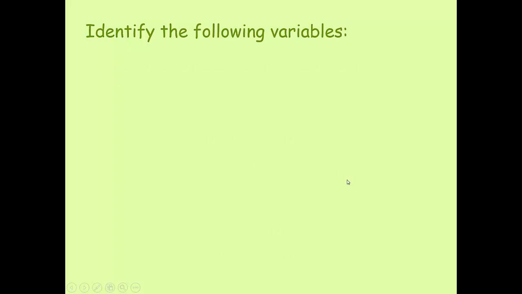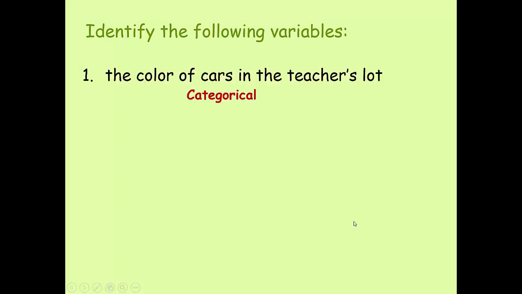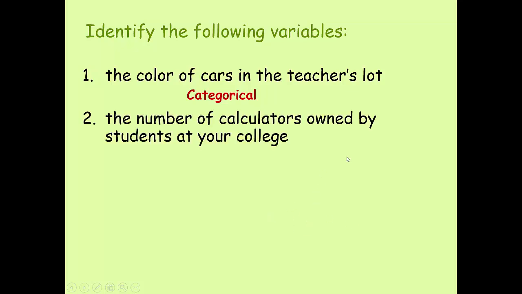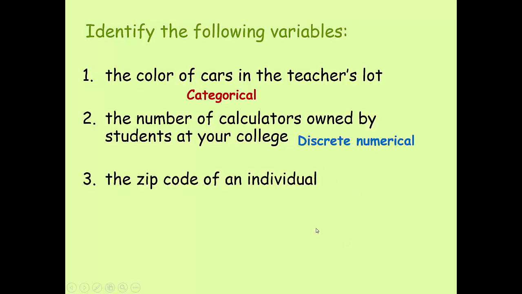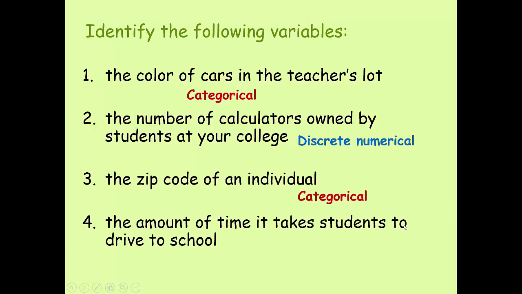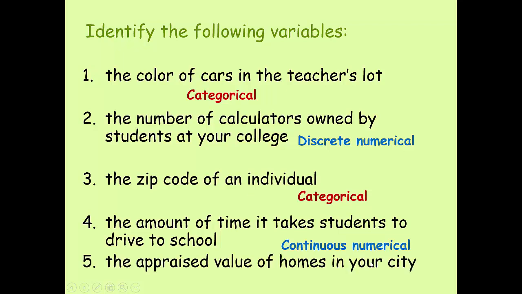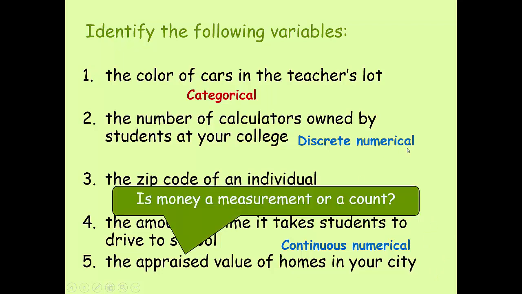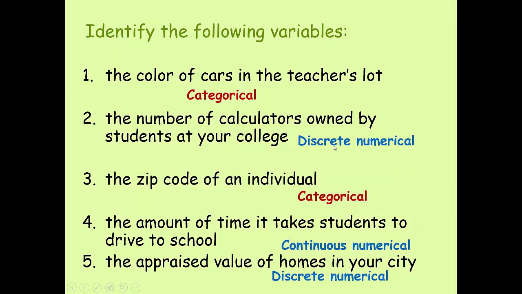So let's identify the following variables. The color of cars in the teacher's lot: definitely categorical. The number of calculators owned by students at your college: this would be discrete and numerical. The zip code of an individual: categorical, that puts people in areas that they live in. The amount of time it takes students to drive to school: this would be continuous, numerical. The appraised values of homes in your city. Is money a measurement or is it a count? It's actually a measurement, numerical, but it's a discrete measurement because we don't go past cents.